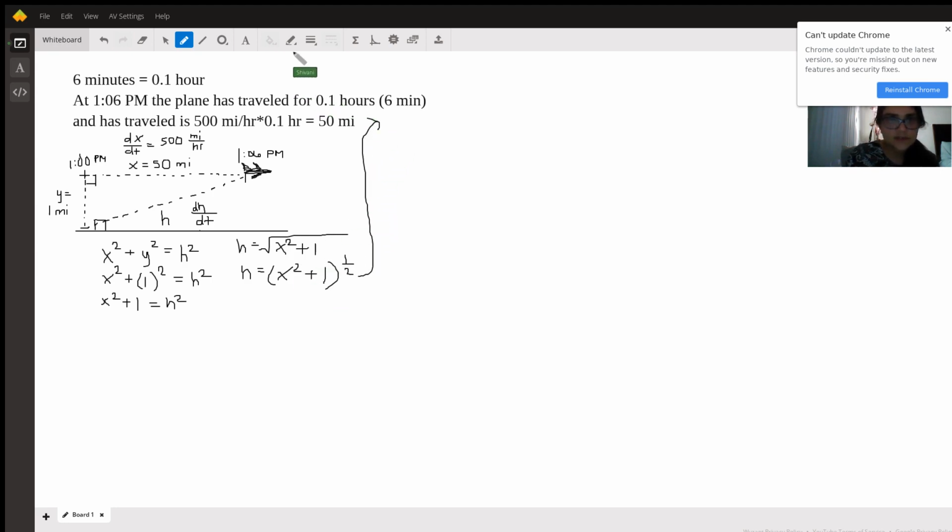So u is going to be our inner function. We can rewrite this function as h equals u raised to the 1/2 power, where u is the inner function, x squared plus 1. And du over dx is equal to 2x. That's based on using the power rule for x squared.